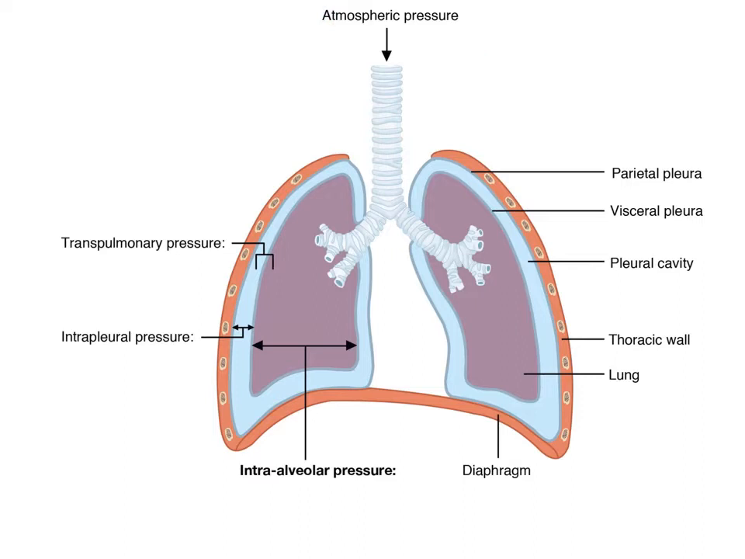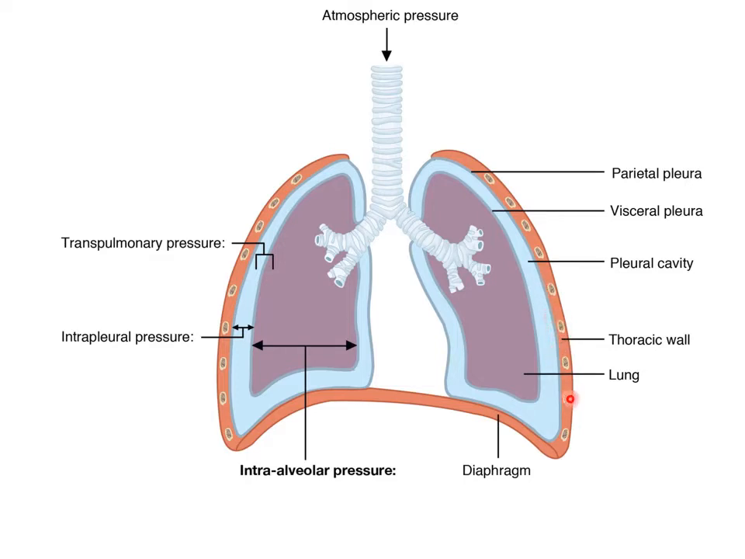And then we can see the structure of the lung. As you know, the lung is covered by a layer which is called the pleura, which is composed of two layers. You can see the outer layer, which is called the parietal pleura, which is closely attached to the thoracic wall. This is the thoracic wall.